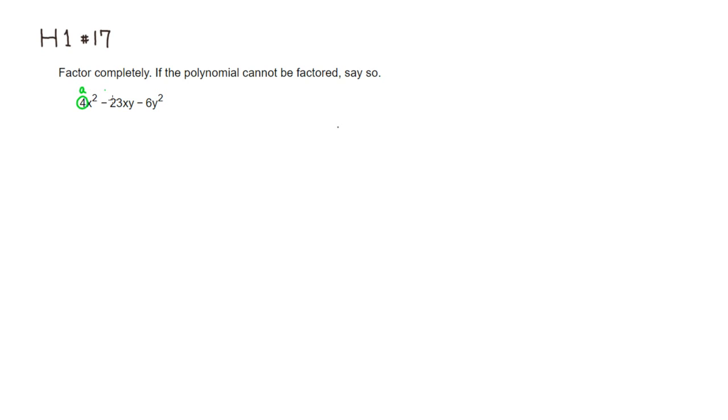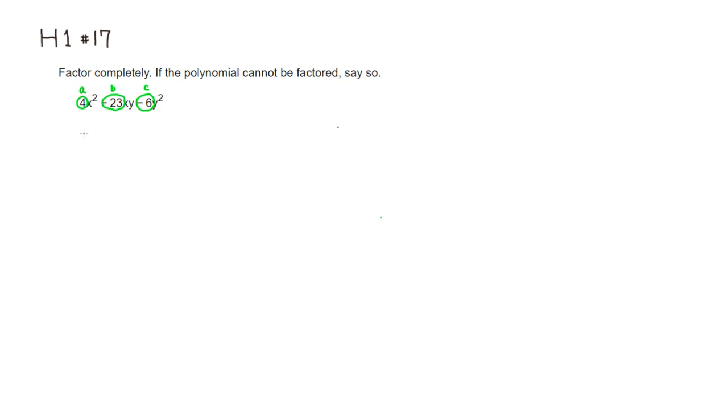B is the coefficient of xy in this case, so it's negative 23. So this is our B. C is the coefficient of y squared. Then let's do the AC test.